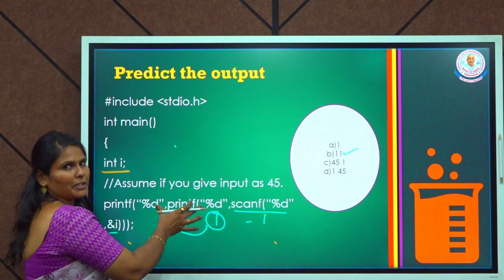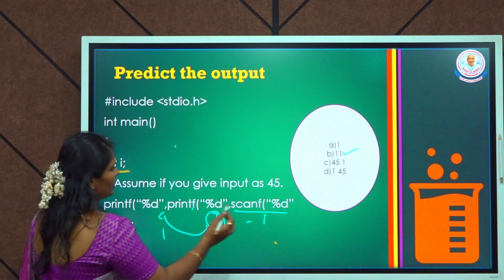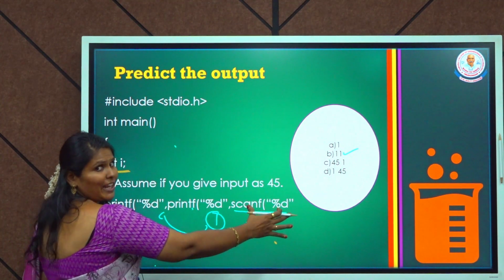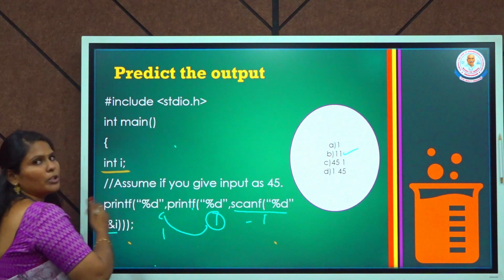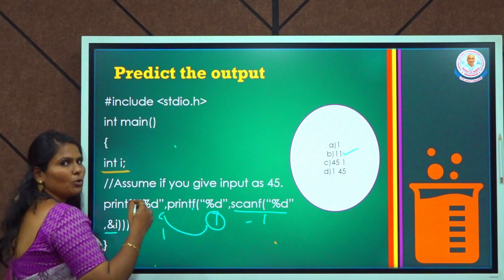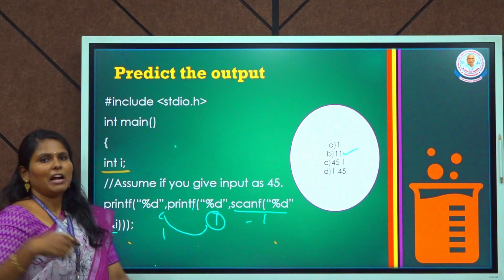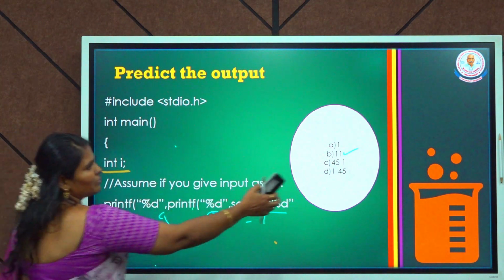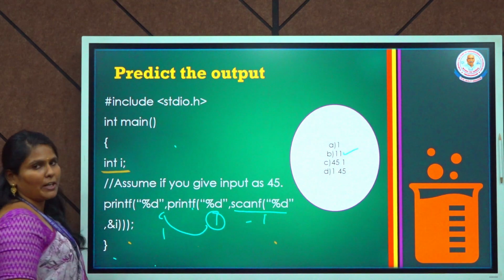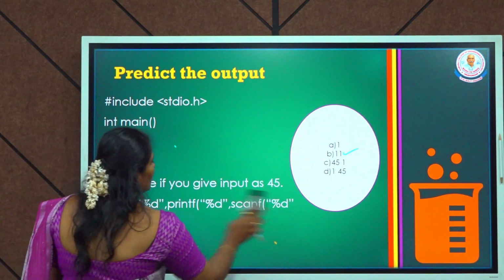We have to solve the particular program, here the particular code. Here we have to solve the inner scanf first, then we have to come to the outer ones. We should not start from here. You know about associativity: from left to right we have to traverse. Okay, so the answer for the particular code is 1 comma 1.